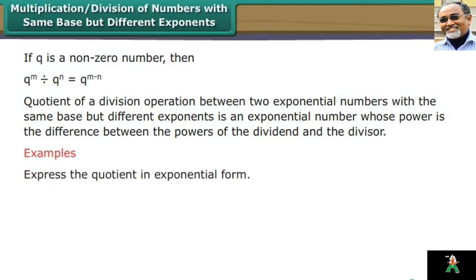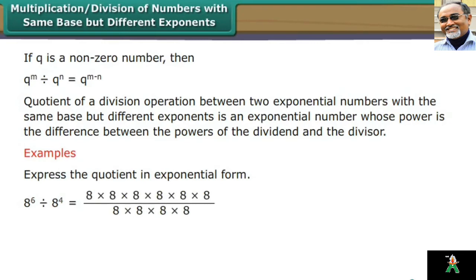Express the quotient in exponential form. 8 raised to the power 6 divided by 8 raised to the power 4 is equal to 8 into 8 into 8 into 8 into 8 into 8 upon 8 into 8 into 8 into 8, which equals 8 raised to the power 2 equals 8 raised to the power 6 minus 4.